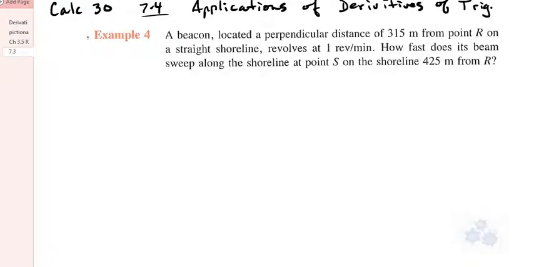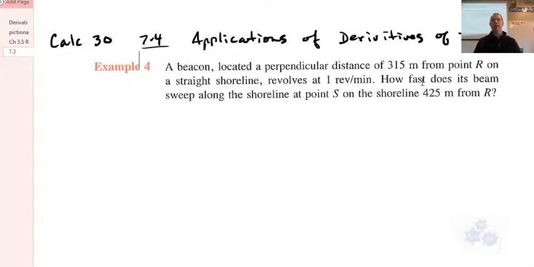Take a look at this example here, Calc 37.4, applications of derivatives of trig functions. This question says a beacon, like a light from a lighthouse, the actual light, is located a perpendicular distance of 315 meters from point R on a straight shoreline.